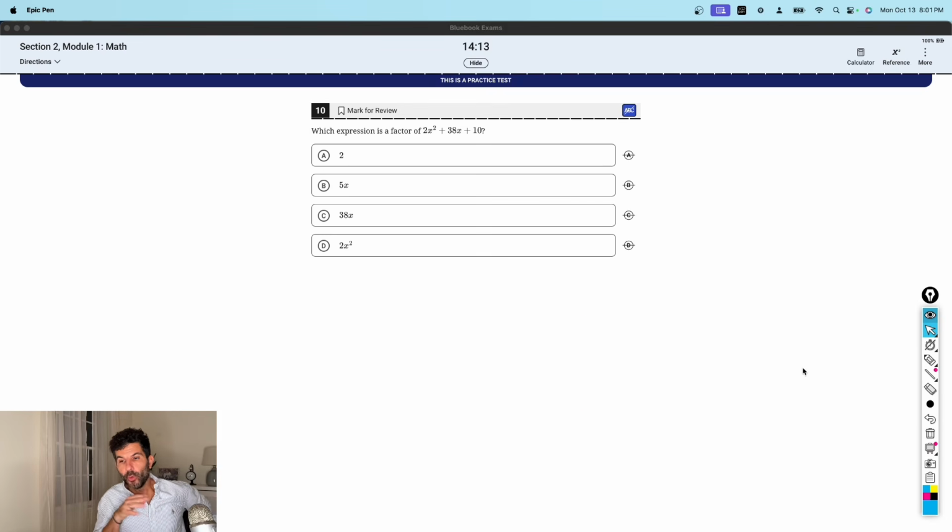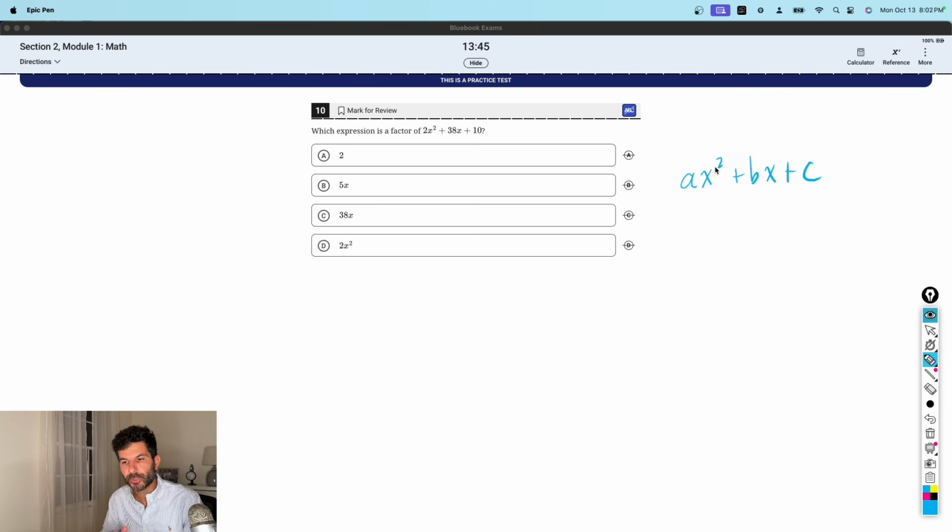Question number 10. Which expression is a factor of 2x squared plus 38x plus 10? Okay, question like this. This is a trinomial. For those of you that are in Algebra 2 or have already taken it, this is a quadratic trinomial, and the smoking gun is the x squared. Anytime you see x squared, you've got yourself a quadratic. You'll see more of that later on as we do this.